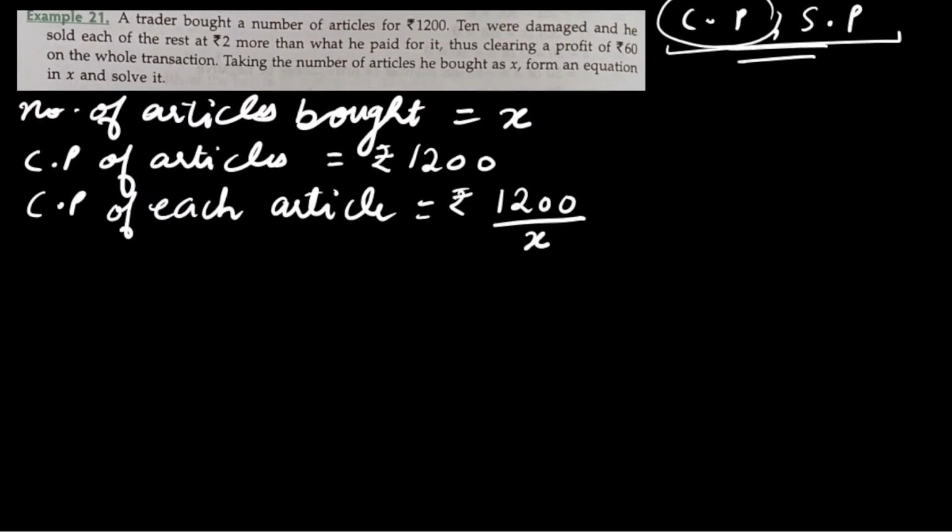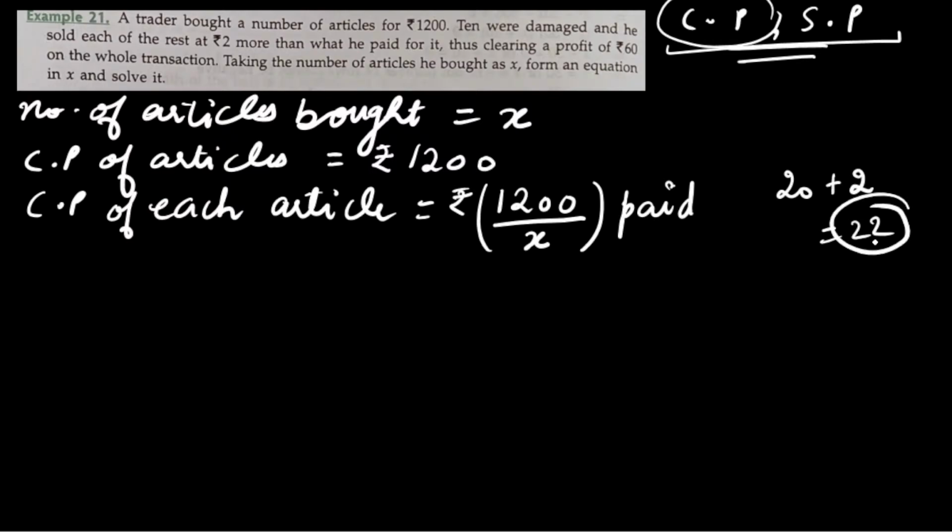Now this was the initial situation. Now what is given to us? They are given that 10 were damaged and he sold each of the rest at 2 more than what he paid for it. Whatever he paid for each, he is selling at 2 more than this price. Suppose this is rupees 20, so 20 plus 2, and his selling price is 22.